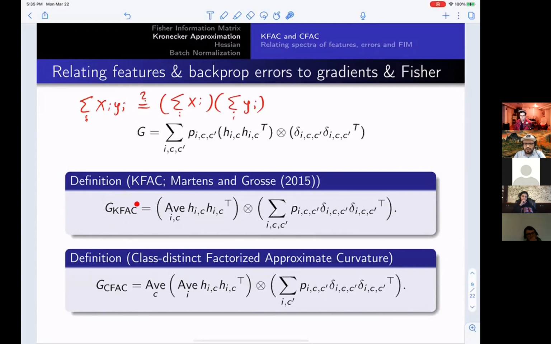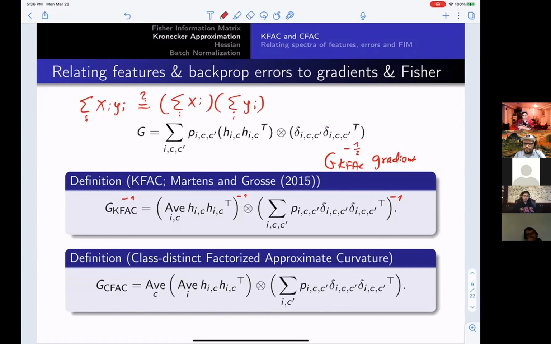Why is this approximation useful? Because you can use this approximation to what's called whiten the gradient. You can do something like G_KFAC to the power of -1/2, or to the power of -1, multiplied by the gradient. It would basically rotate the gradients and make them more isotropic. Now, there's a property which says that if you want to invert this, you can invert these matrices individually. This is a property of the Kronecker product, etc.